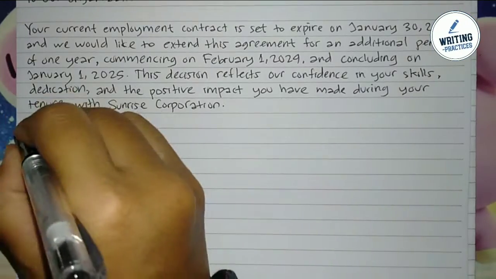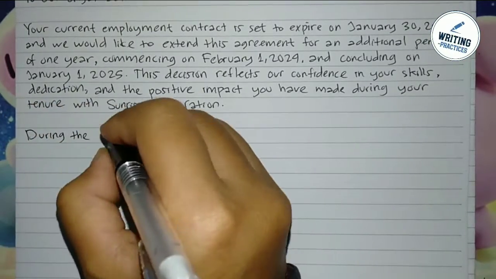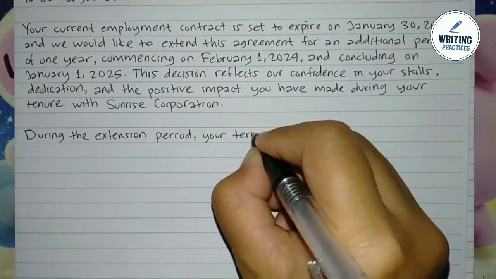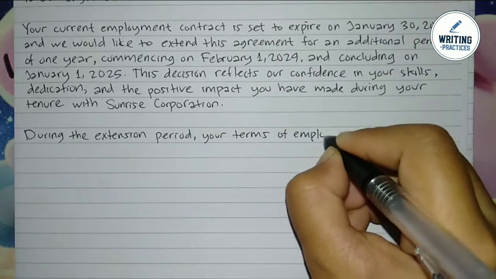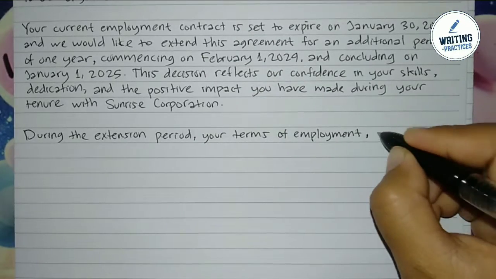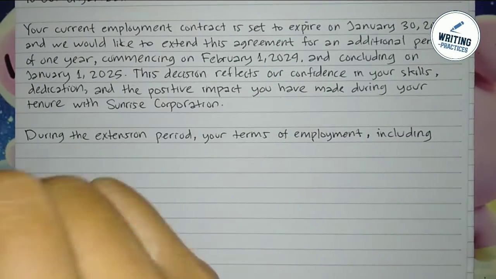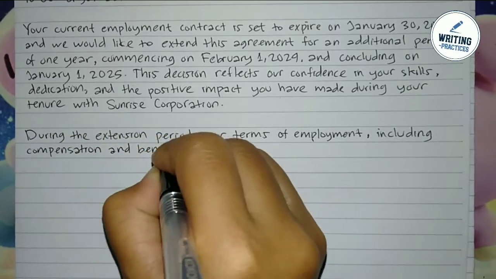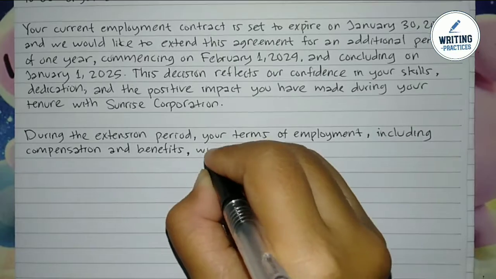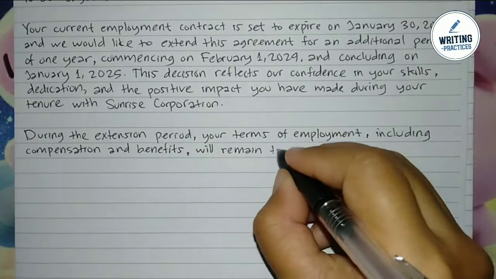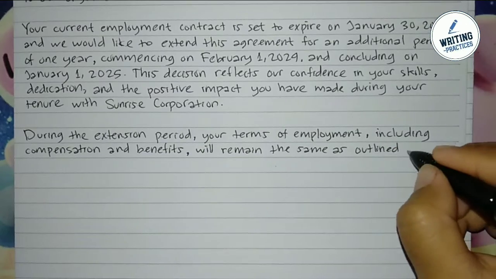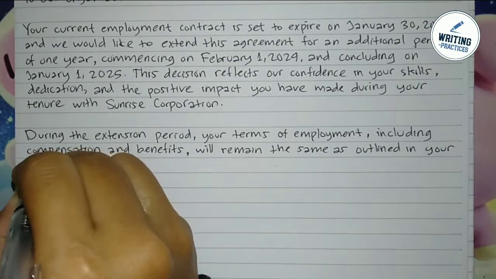In the third paragraph, talk about the new terms and conditions of the extended contract. You should tell if there is a change or if they remain the same. You need to clearly mention any specific terms or conditions that will remain the same or be updated by attaching the agreement along with this letter. And here is the example. "During the extension period, your terms of employment, including compensation and benefits, will remain the same as outlined in your original contract."